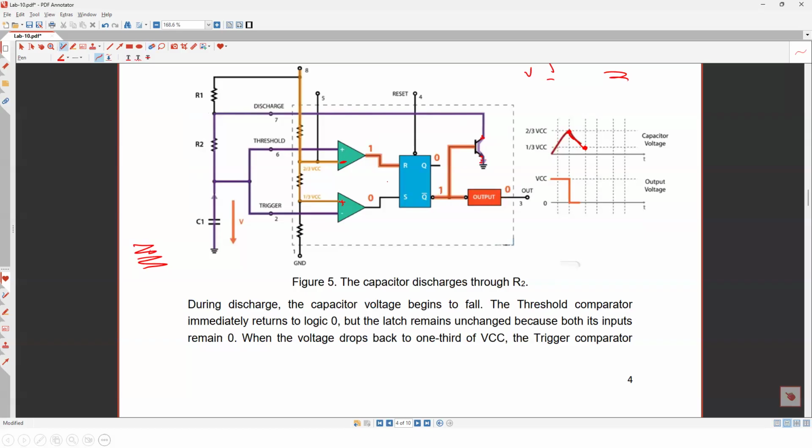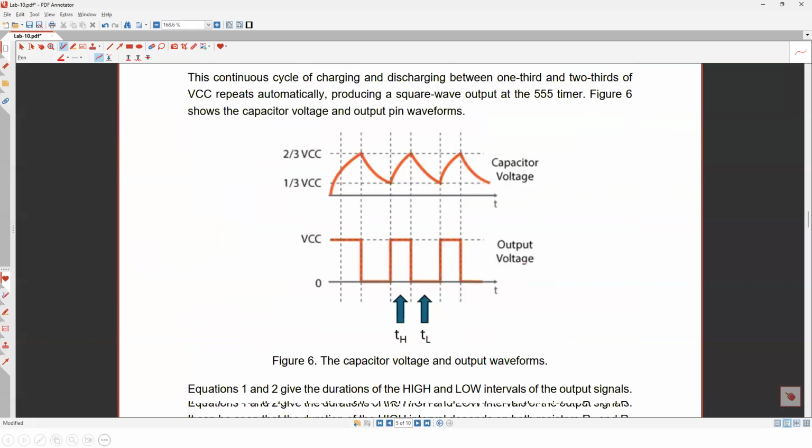What happens? For sure, only the first time you are going to start from 0 until 1/3. But let me show you what should happen here. Forget the first time. After that, as you see here, it is going to discharge from 2/3 to 1/3. And during discharging, the output is 0. And when you charge, output is 1. Charging corresponds to VCC here, logic 1, and discharging here should correspond to 0.